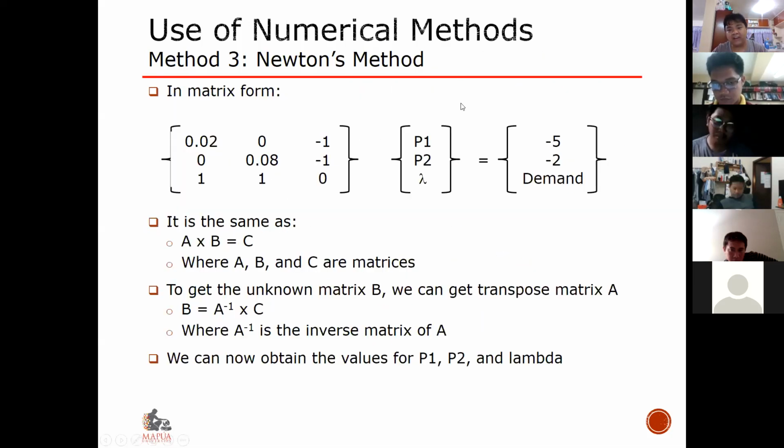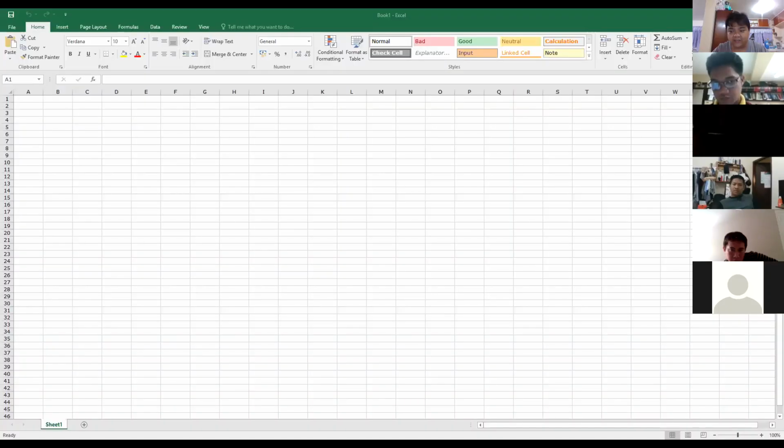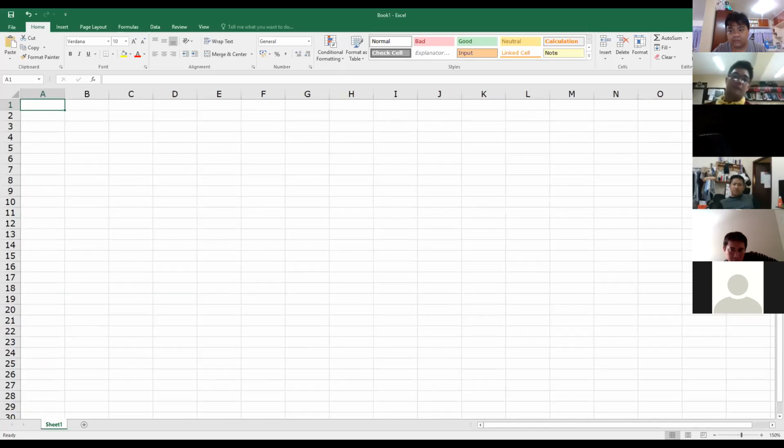Now, let me do a quick demo, guys. Obviously, some of you may already know this. I'll try to demo this on a separate screen. Okay, you can see my Excel now, right?